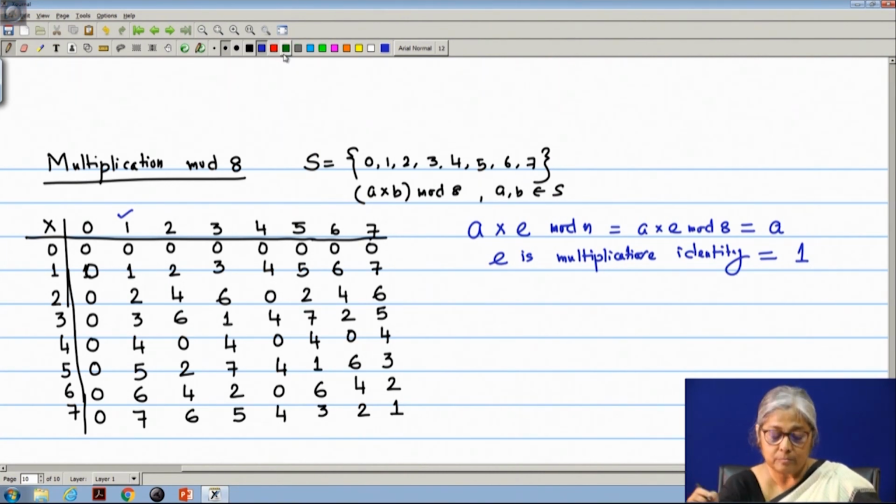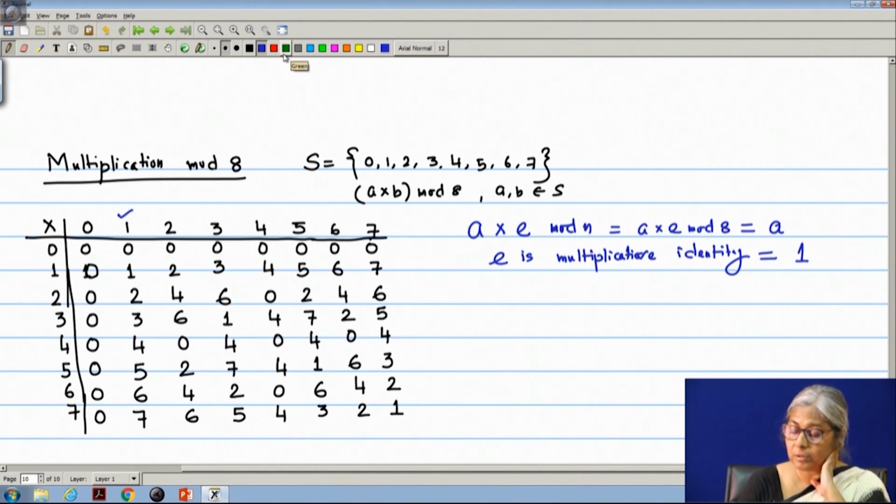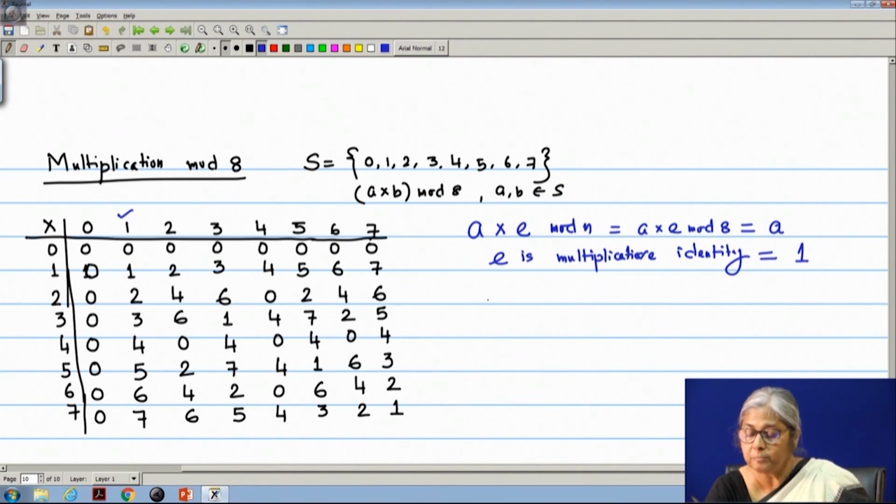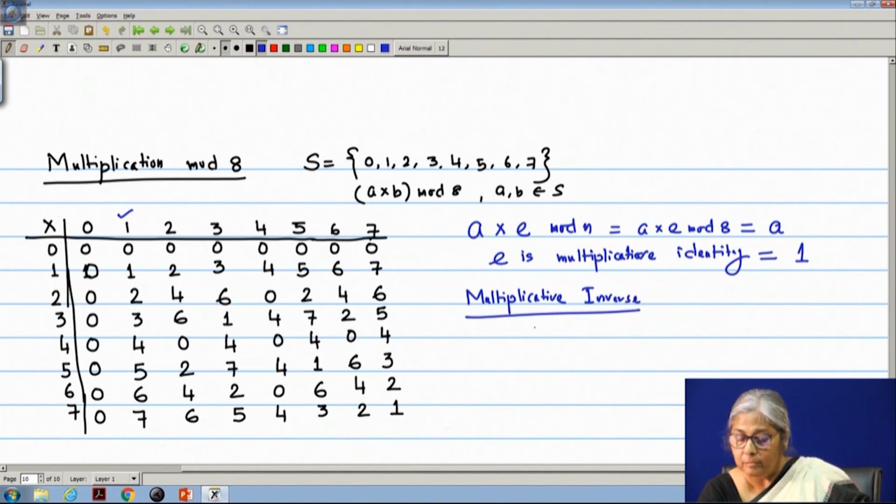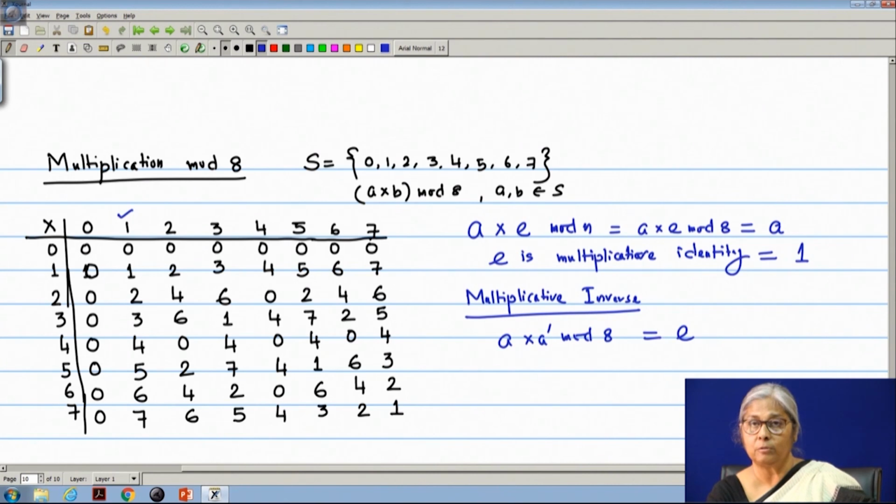Now we remember the definition of inverse. For the multiplicative inverse, we remember A into A dash modulo 8 should be E, or E modulo 8.